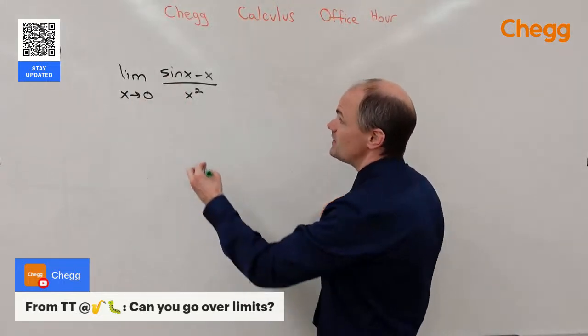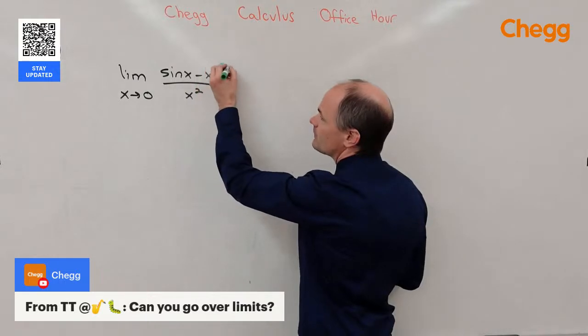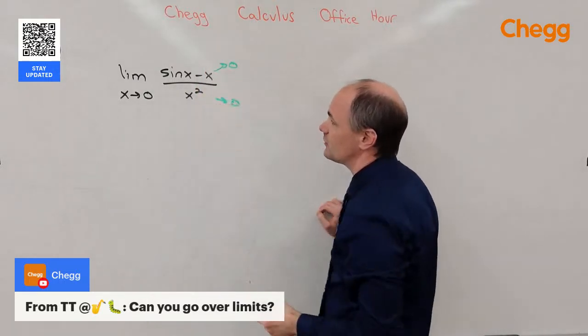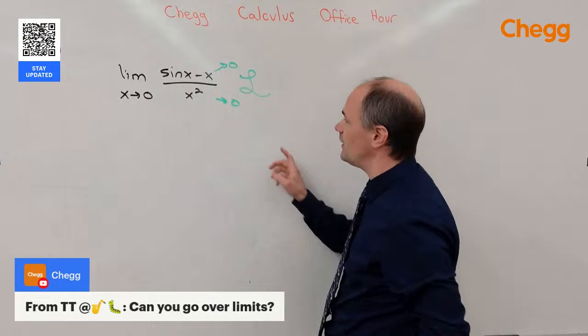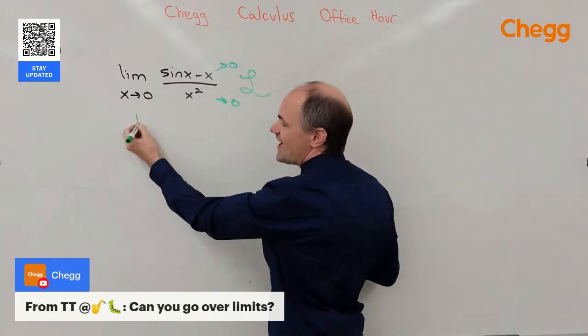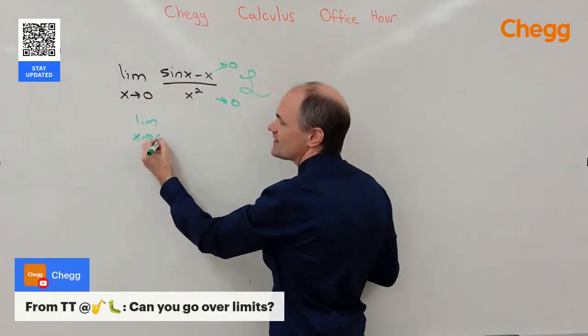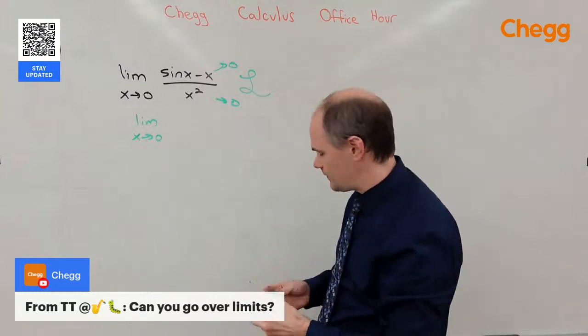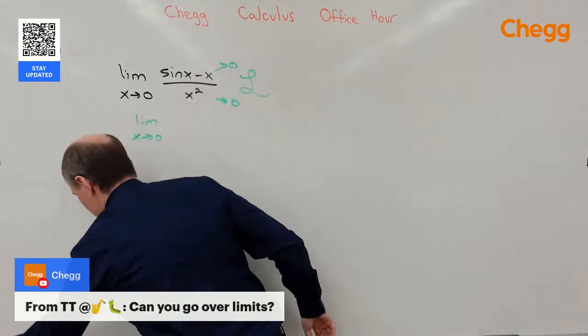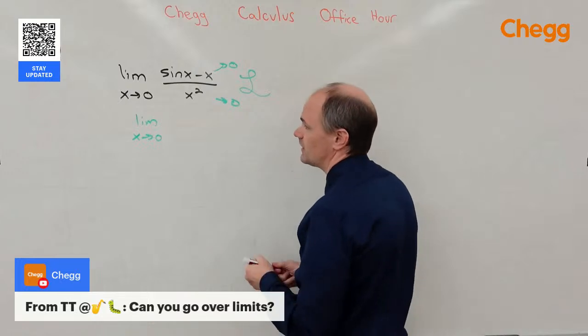L'Hopital's rule tells us that we can take the derivative of the top that's going to 0 and the bottom that's going to 0. I usually just do a big L to say I'm L'Hopitaling. And that limit is going to still have the same value. I don't like that color green. I'm going to go with this pink color.